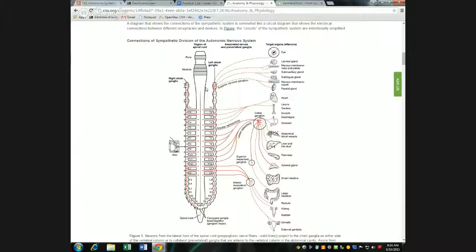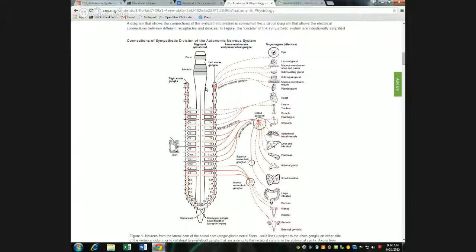The sympathetic nervous system starts with output that's found in the thoracic and upper lumbar regions of the spinal cord. So if you look at this picture, there are little dots right there through T1 through about L2 or sometimes L3, depending on what source you're looking at.